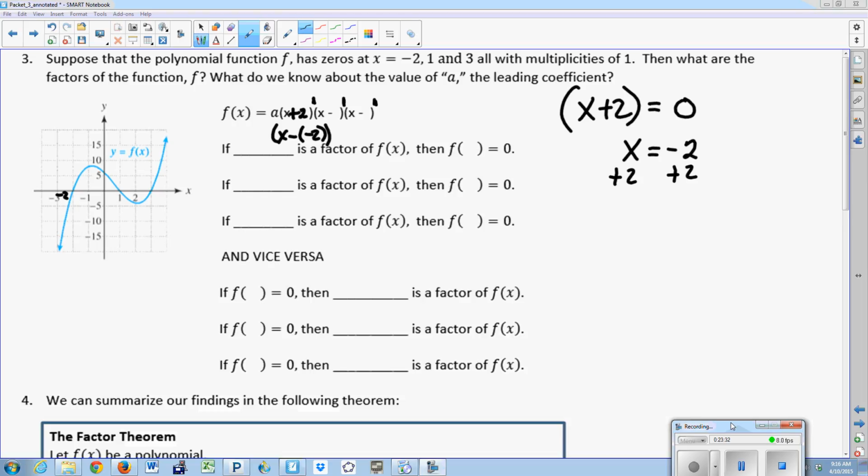Okay, could someone else give me another factor beside x plus 2? x minus 1, right. Since it's positive, you just throw it right in. Comes along for free. And x minus 3. All right.